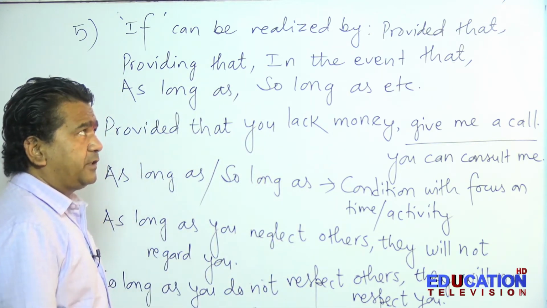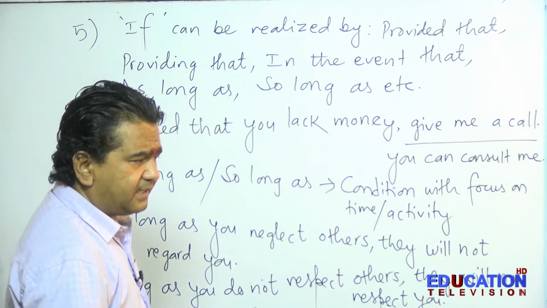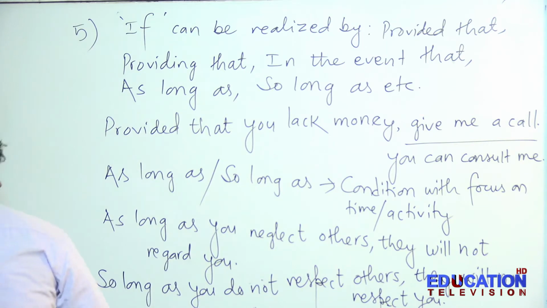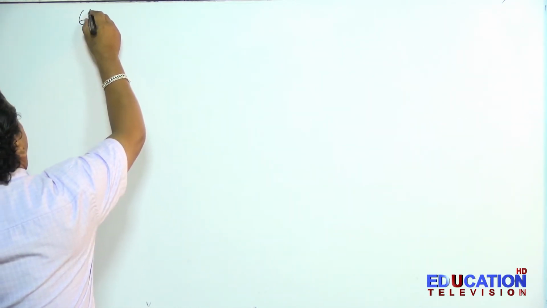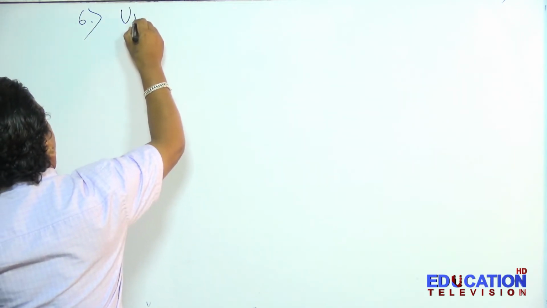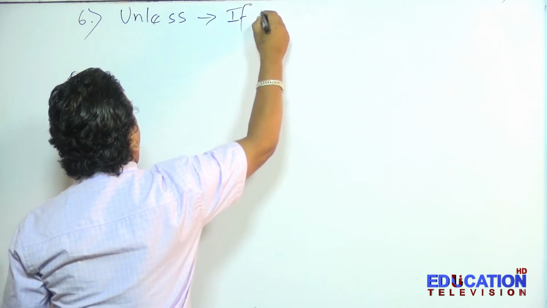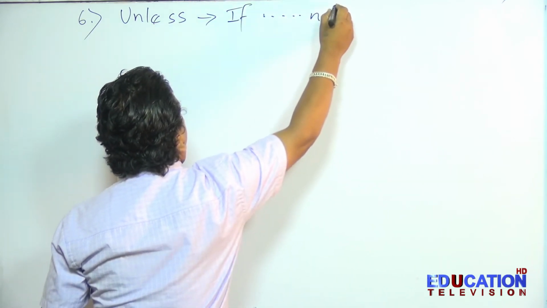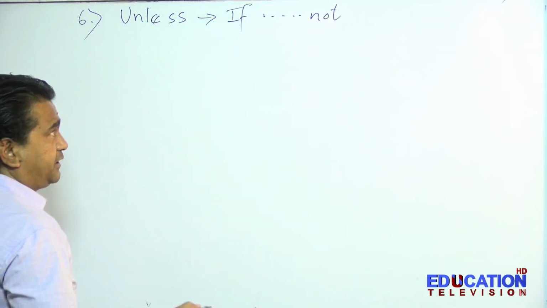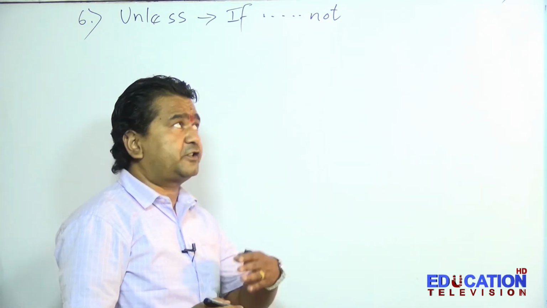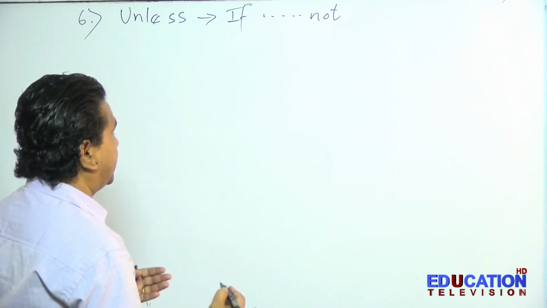Now let us talk about another word that indicates condition, that is unless. And let us see how you can use it. Number 6. Unless refers to if not, and it can be used with any structure. You cannot say unless you do not come. You have to say unless you come. Unless you come means if you do not come.